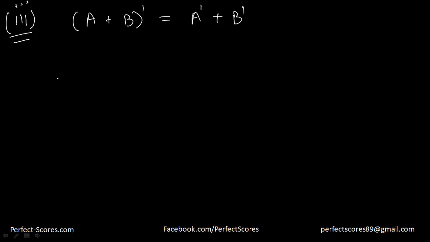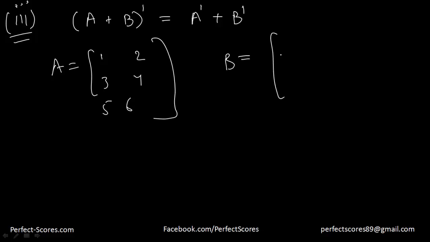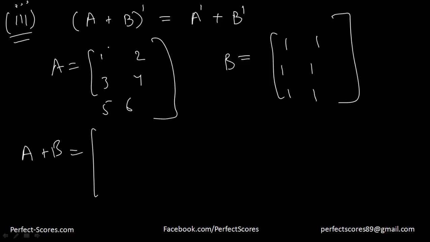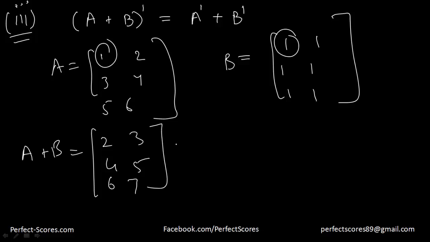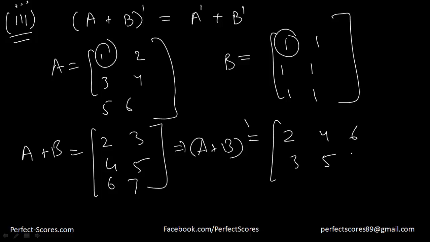So if I say A is equal to 1, 2, 3, 4, 5, and 6, I kind of use the same thing, and B is equal to, let's say, 1, 1, 1, 1, 1, 1. Now if I go ahead and find A plus B, that is going to be simply, if I add, 1 will get added to 1, so it's going to be 2, 3, 4, 5, 6, and 7. And if I find the (A + B) transpose, which is going to be equal to 2, 4, 6, and 3, 5, 7.